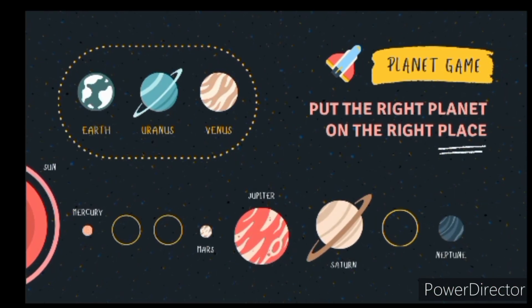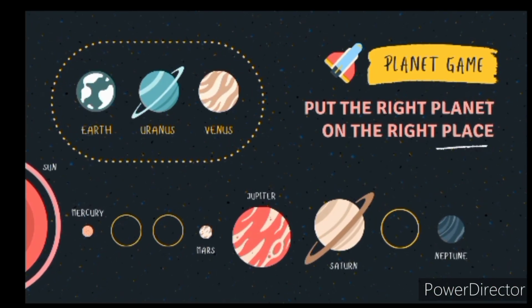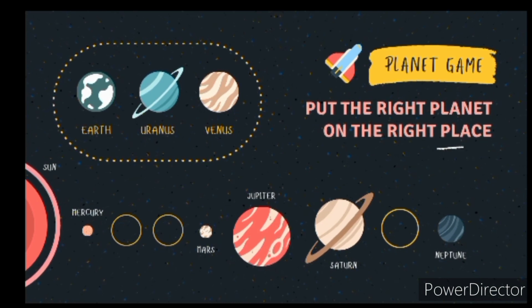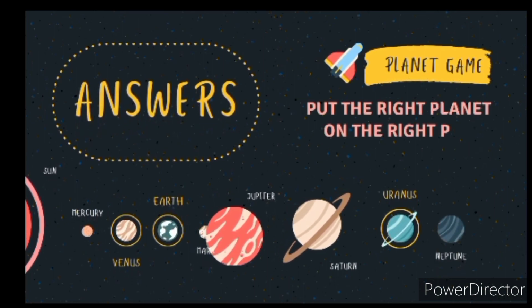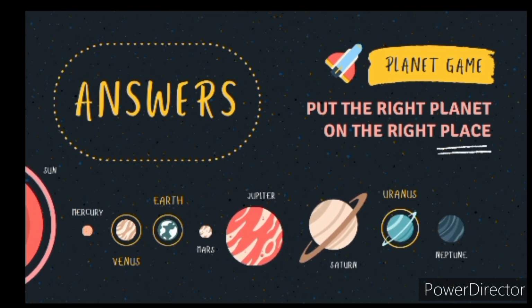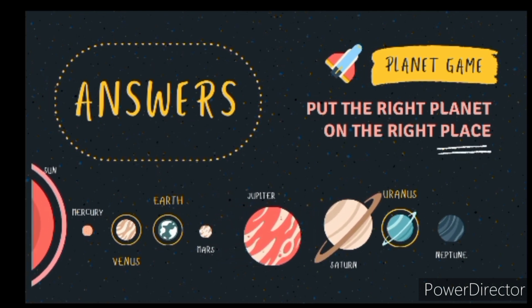So let's play a planet game. Yay! Now, in this game, look at the planets. You find out that some planets are missing. We have Earth, Uranus, and Venus. They are not with the other planets. So we are going to put these planets in their right places. Remember, my very Earth mother just served us noodles. So let's check out the answers to see if you are correct. Wow! So Venus comes after Mercury, Earth comes after Venus, and Uranus comes after Saturn.